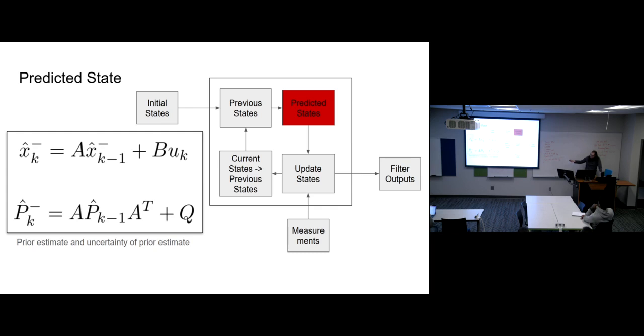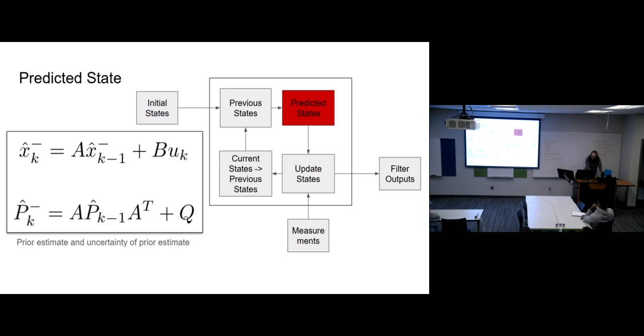This x hat of k, the bar is not in that, but that bar there in the exponent represents the prediction. So if you see this P minus, x minus in the exponent, that means this is an equation of your prediction of states. That says that for the state k, your predicted state k, you're looking at the prediction from the model plus your input.